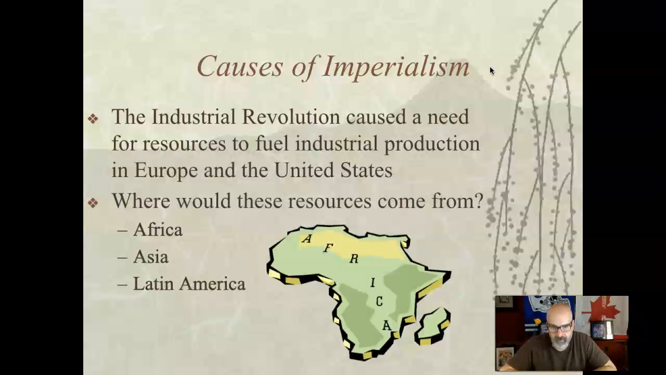Now, Latin America has already been largely colonized, and by 1821 will be largely independent. So we're going to focus on Africa and Asia, because they're the ones whose status really changes throughout the 19th century.